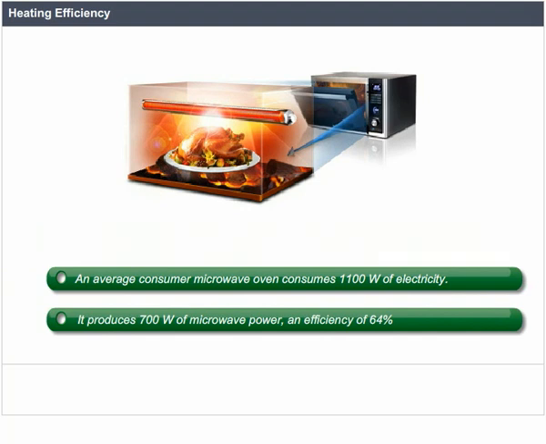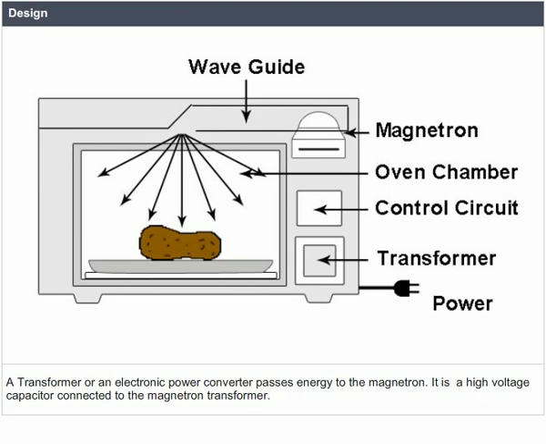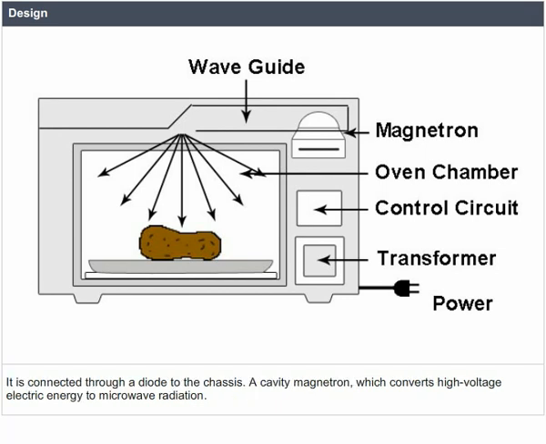Design. A transformer or an electronic power converter passes energy to the magnetron. It is a high voltage capacitor connected to the magnetron transformer. It is connected through a diode to the chassis. A cavity magnetron converts high voltage electric energy to microwave radiation.